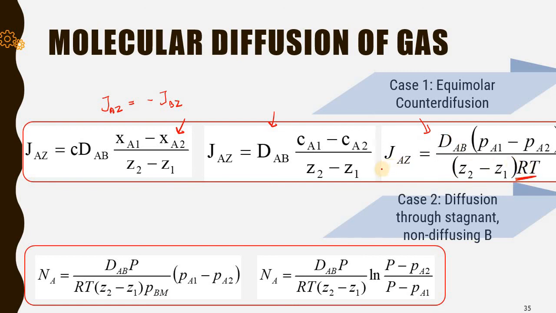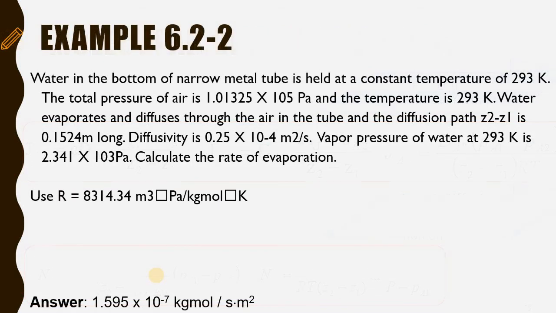We replace the gas constant here. And for diffusion through stagnant non-diffusing B, this will be the final equation. We have two types of equation. This equation is in terms of the total pressure, and this one is in terms of PBM, the log mean value for the pressure. This example I will cover during the tutorial.